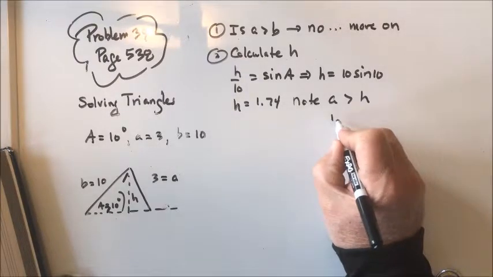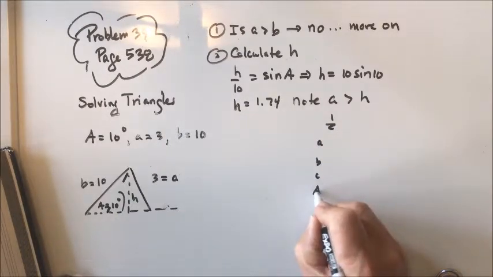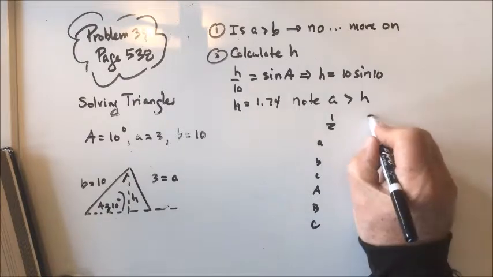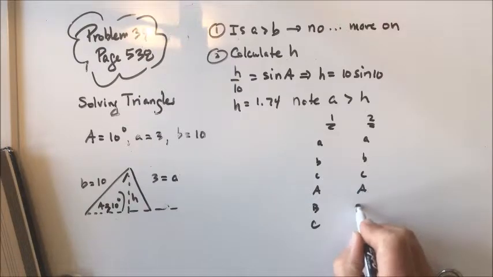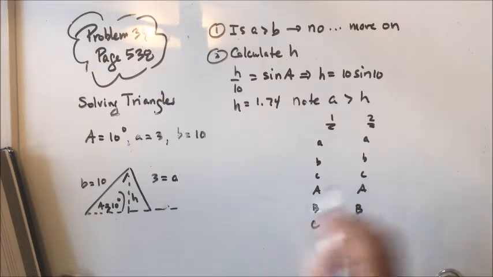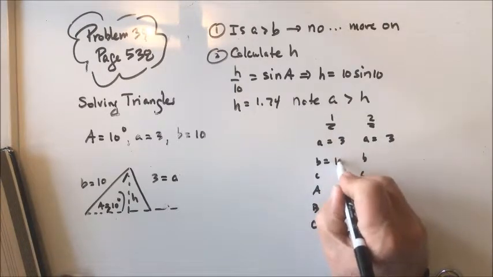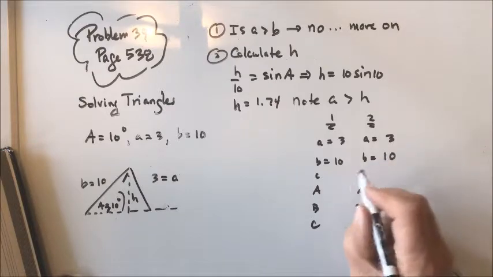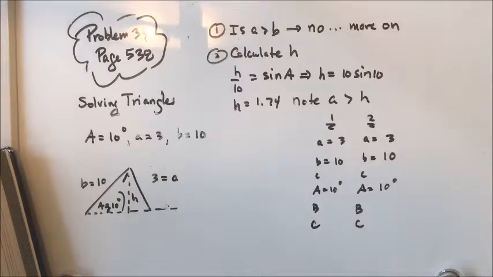Let's say here's triangle 1. It's got sides a, b, c, and angles A, B, C. Here's triangle 2. It's got sides a, b, c, and angles big A, big B, big C. Both of them share a equals 3. Both of them share b equals 10. And both of them share A equals 10 degrees. But you know what? That's all we've got. So how are we going to find some other sides here?